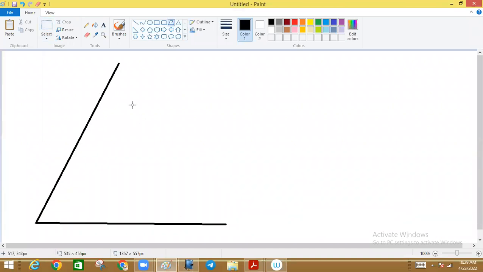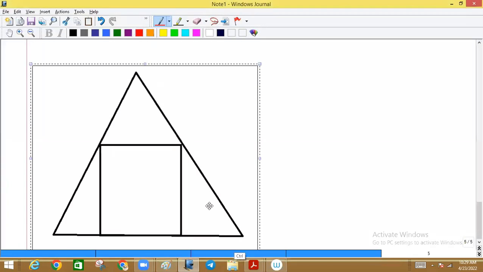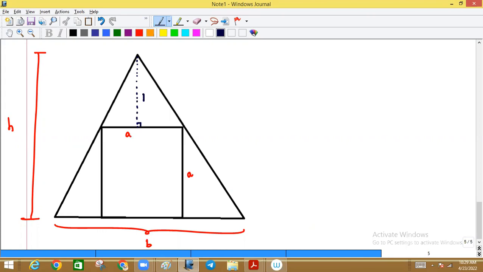A square is inscribed in a triangle. Base of the triangle is B. Height of the triangle is H. Let's take side of a square is A. Can you tell me what is this height? H minus A. Yes or no? The entire thing is H and this is A. This is H minus A.